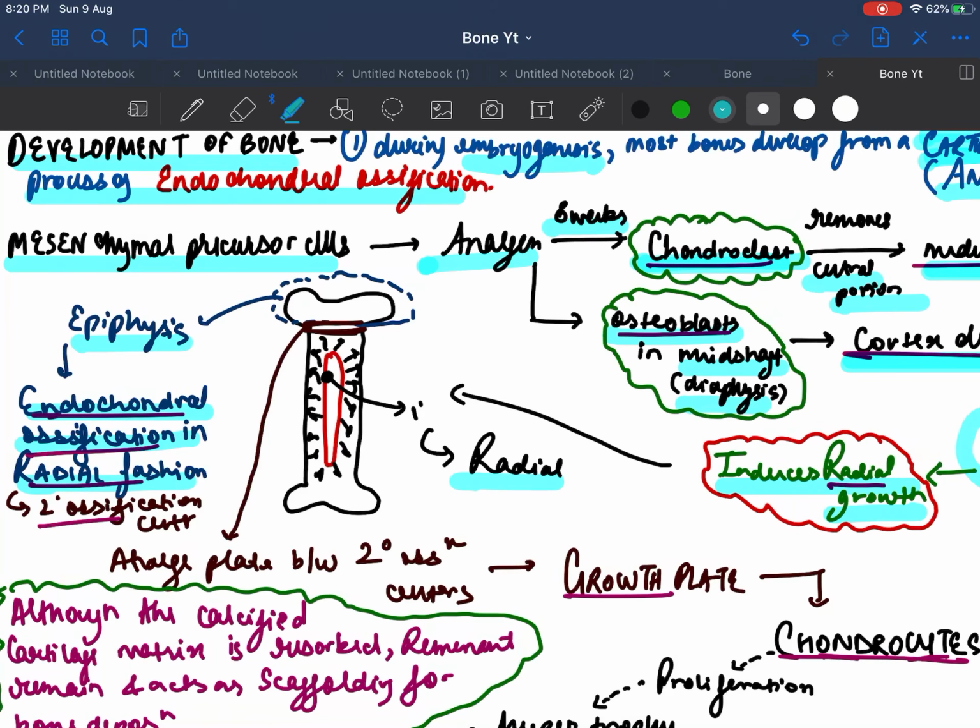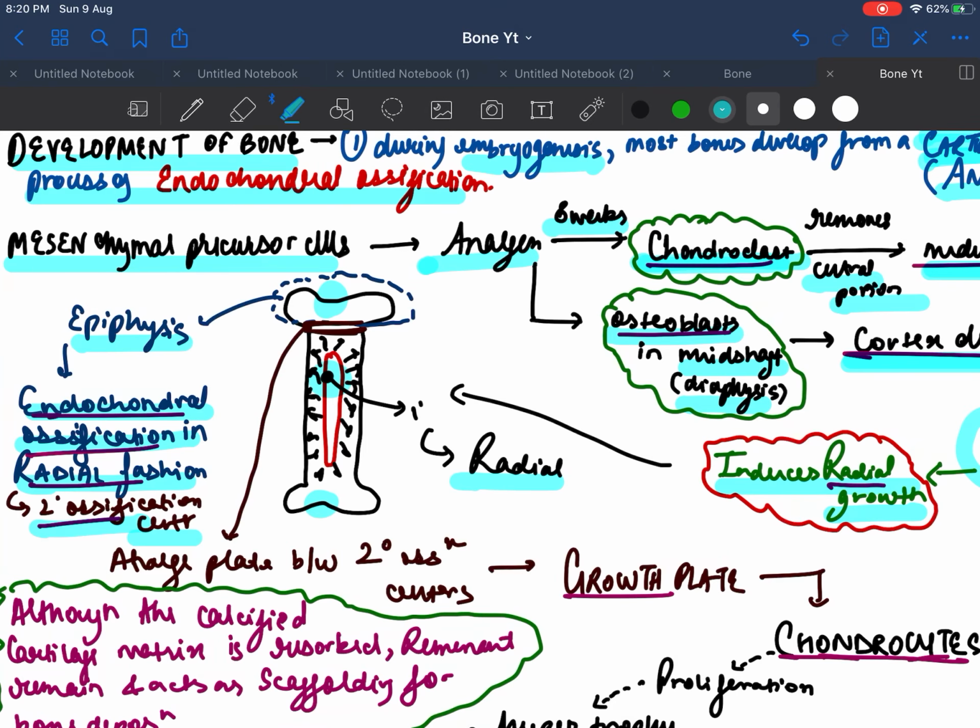And it is actually a centrifugal fashion, because the epiphysis is imagined in a two-dimensional way, and the diaphysis is imagined in a three-dimensional way. So the book uses the word centrifugal, but it's actually a radial fashion growth only. So this will lead to the formation of secondary ossification centers. The primary ossification center is formed somewhere here, and the secondary ossification centers are formed along the epiphysis. So you can see that now two types of ossification centers are formed.